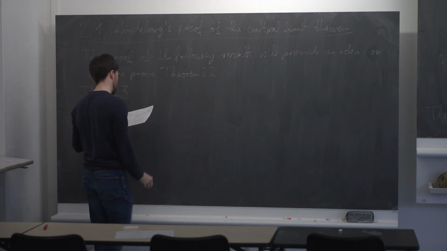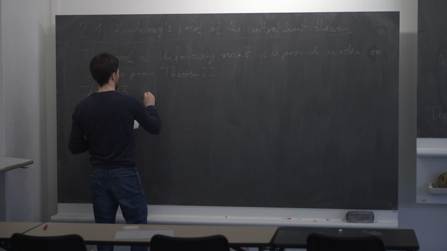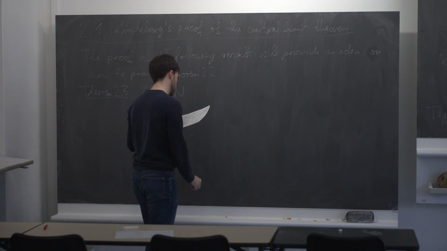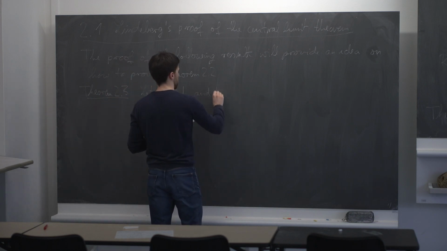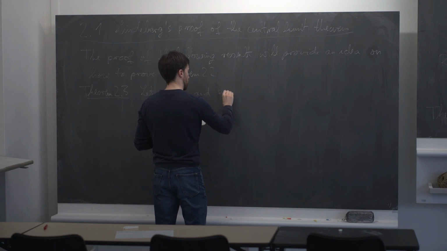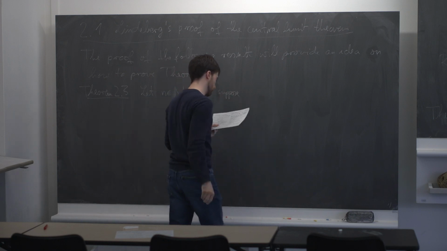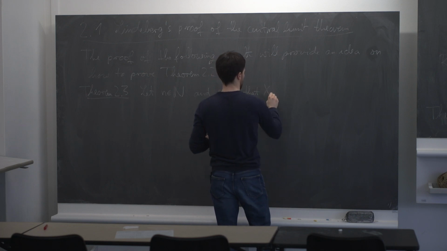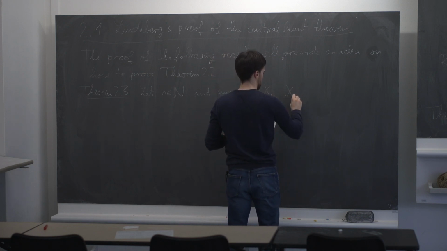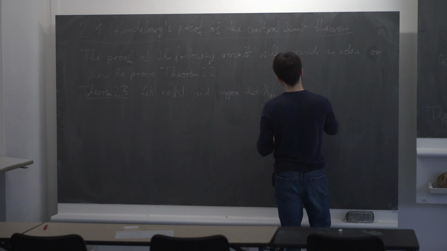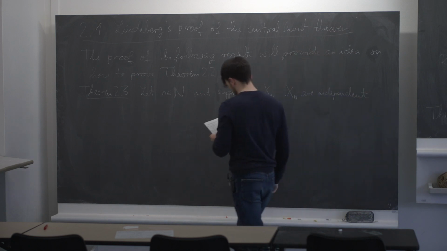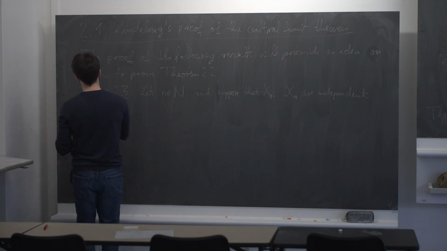Okay, so theorem 2.3 will look as follows. We have a little n in N, and we have n real random variables. So suppose that x1 up to xn are independent. For simplicity, I want to assume now that they are real valued.